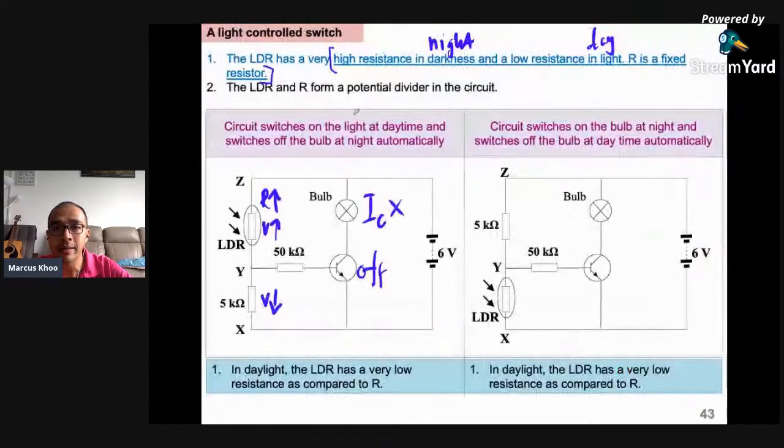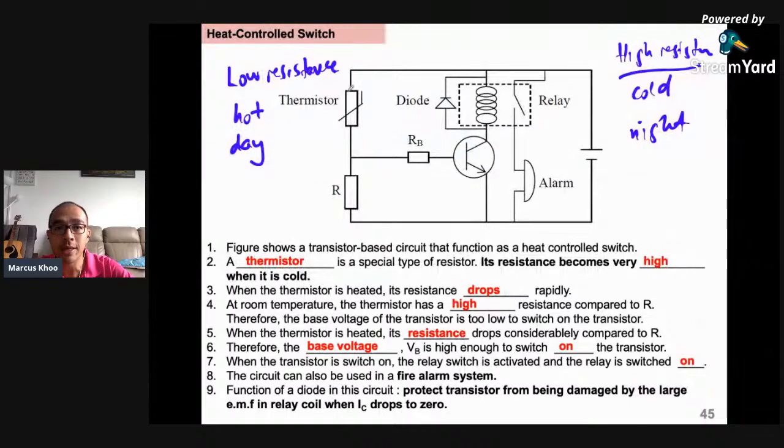But the LDR, we put it down here. For normal situations, remember, we want the lamp to turn on at night and turn off during the day. So the LDR we put down here, but the thermistor we put up here. Okay, but it is better to remember this situation lah. Then you know where to put the thermistor, because the other resistor is just a normal resistor.